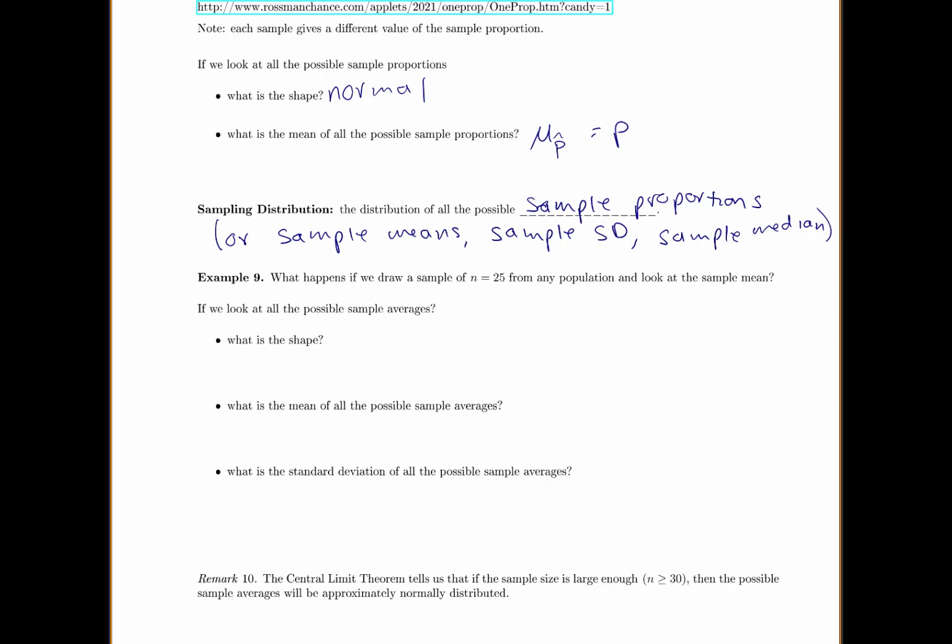So when we look at all the possible samples, the shape is going to be normal. And due to the central limit theorem, we know for averages, if n is at least 30, or 25 is really pretty close to, if n is at least 30, it's going to look normal. The mean for all the possible sample averages is just going to be equal to my population mean mu. And the standard deviation of all the possible sample averages is going to be equal to our original population standard deviation over the square root of n.